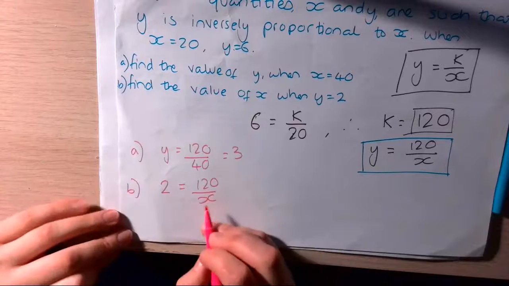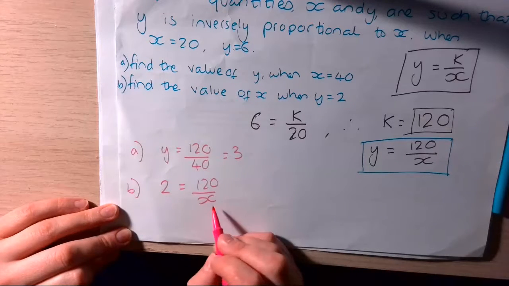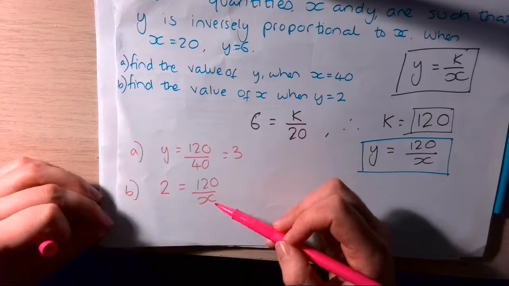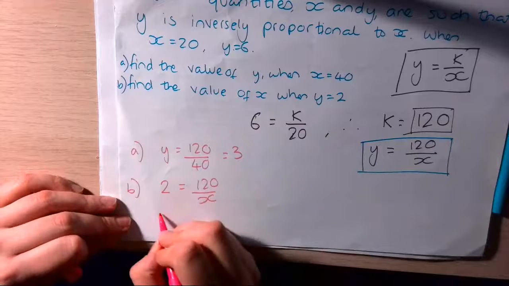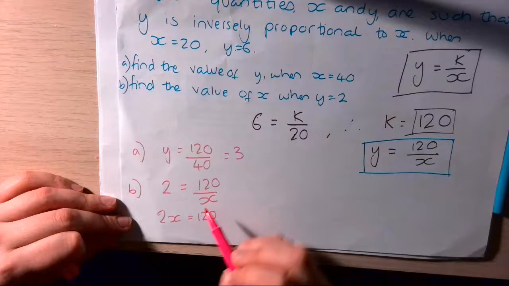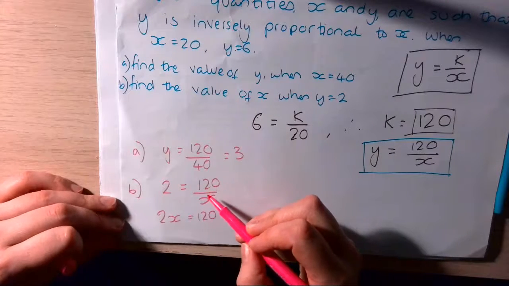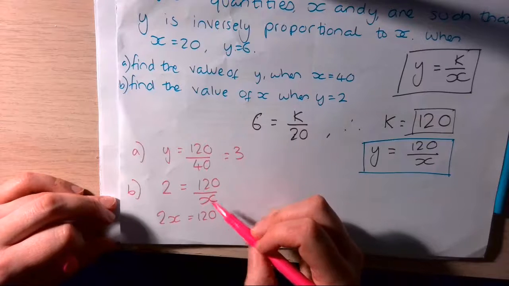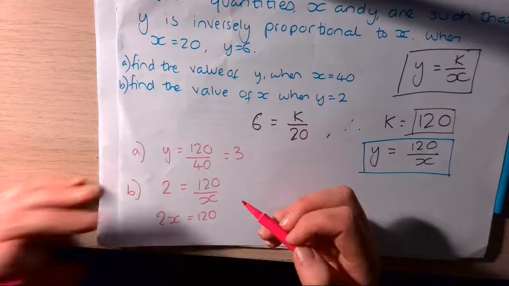The first thing I'm going to do is multiply by the x, okay? When we're trying to solve things, if we can get rid of denominators, get rid of them, okay? And by multiplying by x, I get 2x equals 120, because this multiplied by x, the x's divide and give just 1, so we get 1 multiplied by 120. You can say they cancel out.